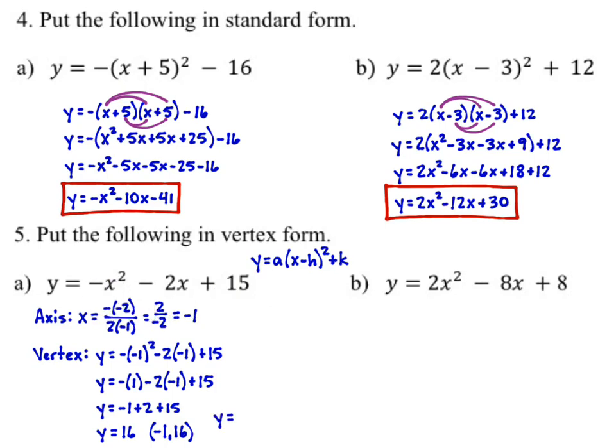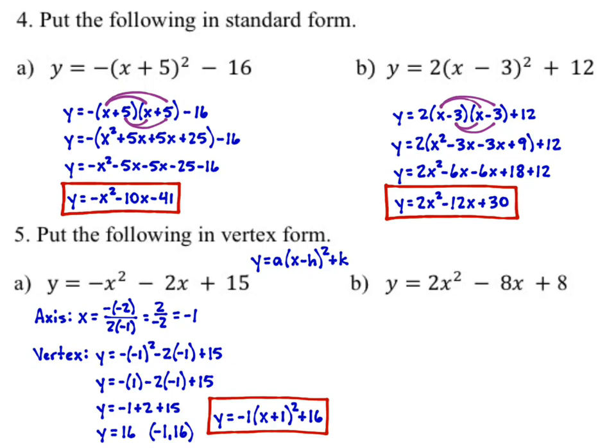So we would say y equals negative 1 times x, minus h, it says. Minus h implies that I'm changing the sign of my h value, so it'll be x plus 1 squared. And because this is a plus k, I'm not changing the y value, so it's just plus 16. And that is my answer for part A.